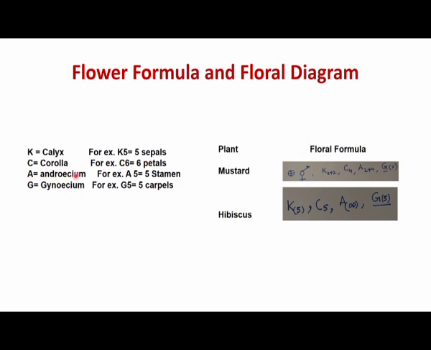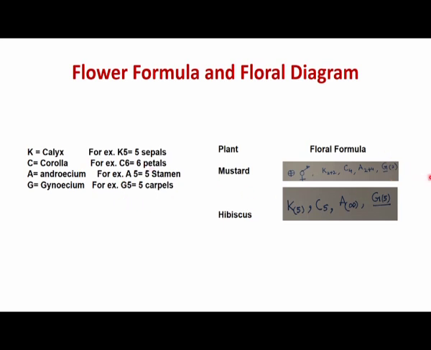For androecium you have to write A, and if it contains 5 stamens, means if it contains 5 pollen tubes, then you can write A5. Similarly, for gynoecium you can write G, and if it contains 5 carpels, then you can write G5.